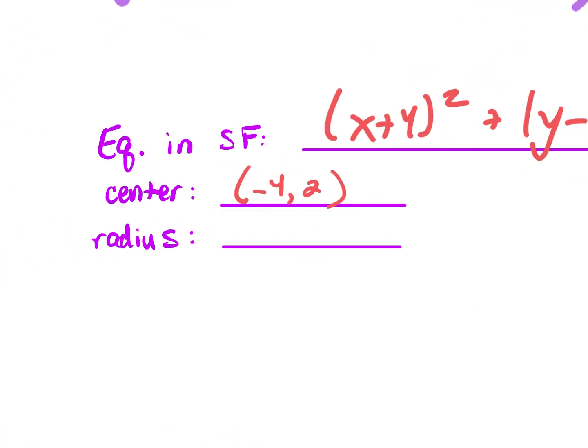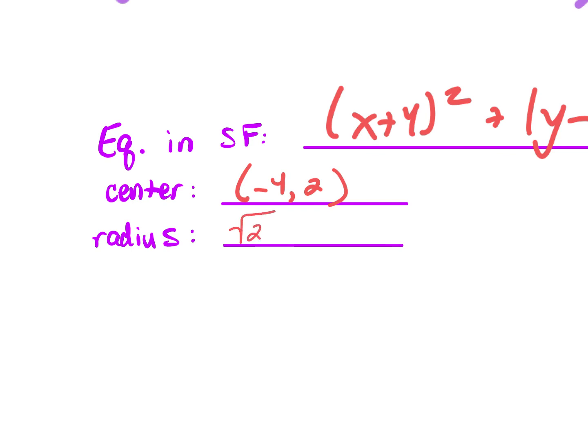I got 9 square root 3. It's the square root of 27, right? Now, is that simplified? Am I going to be okay with that? No. So let's think about this. 27 is the same as 9 times 3, right? What's the square root of 9? 3. So your radius would be 3 square root of 3.